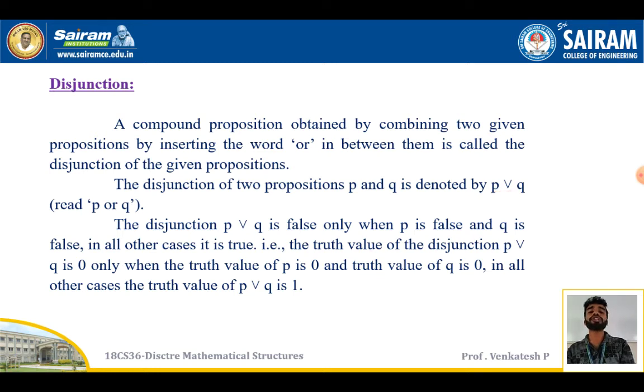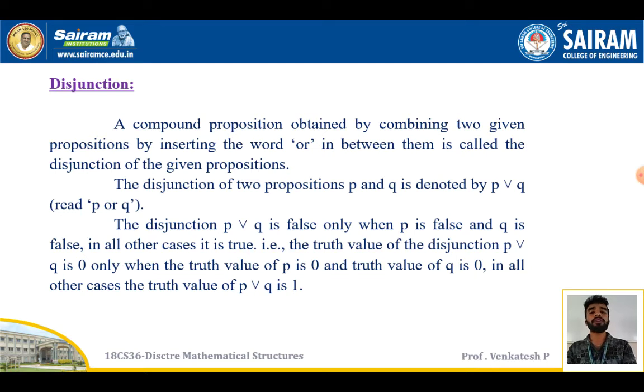So the disjunction P or Q is false only when P is false and Q is false. In all other cases, it will be true. That is, the truth value of the disjunction P or Q is 0 only when the truth value of P is 0 and the truth value of Q is 0. In all other cases, the truth value of P or Q will be equal to 1. For example, if the truth value of P is 1 and the truth value of Q is 0, then the truth value of P or Q will be 1, and vice versa.